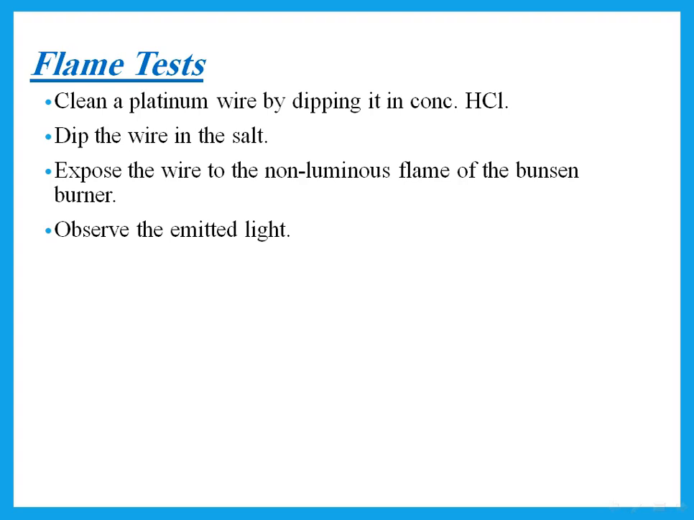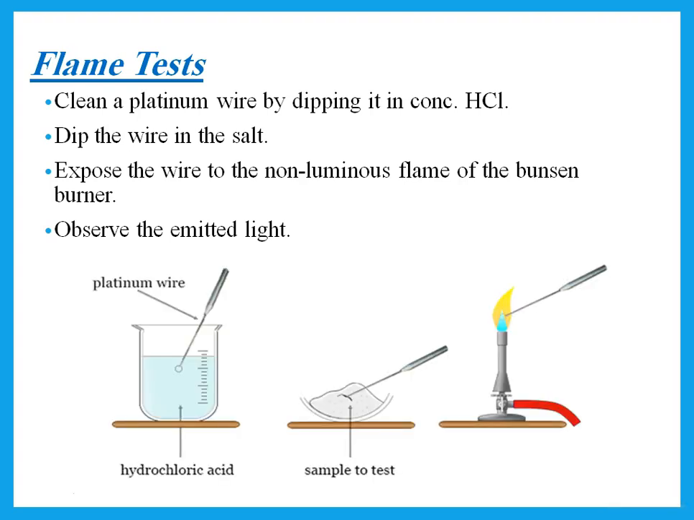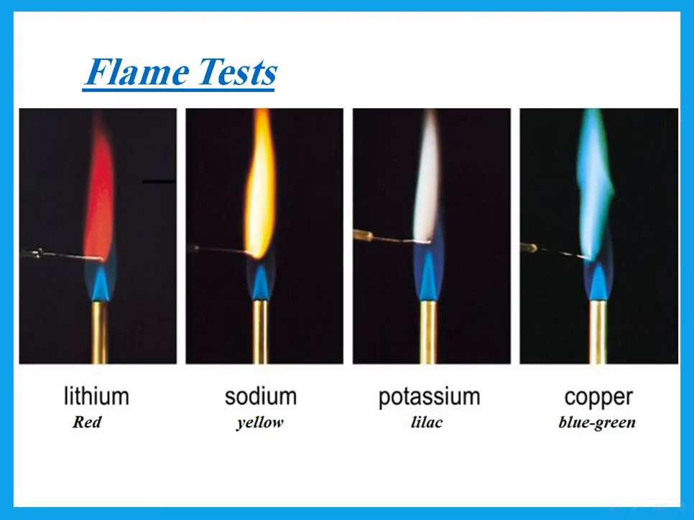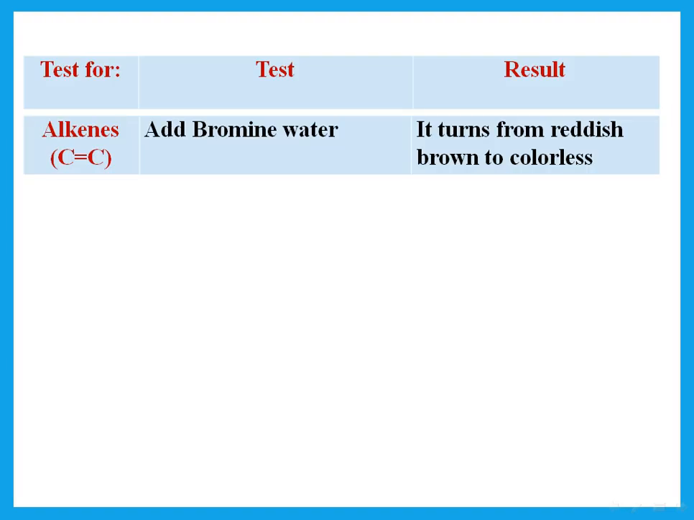Now, flame tests. How do we do a flame test? If he says explain how to do a flame test, we said clean a platinum wire by dipping it in concentrated HCl. Then dip the wire in the salt, expose the wire to the non-luminous flame of the Bunsen burner, the part of the Bunsen burner flame that does not have a color, and observe the emitted light. Remember the colors. We said lithium will give red, sodium yellow, potassium lilac, copper is blue-green. Please remember all of these.